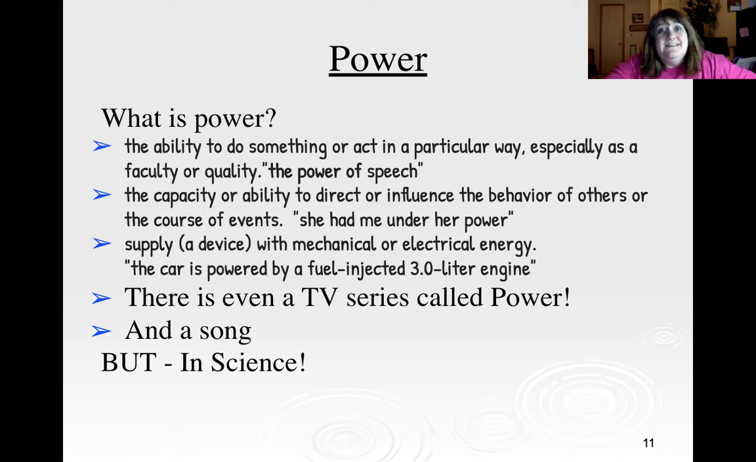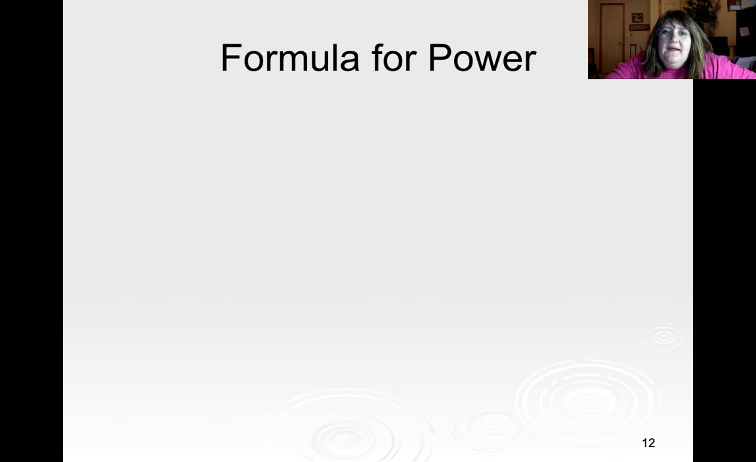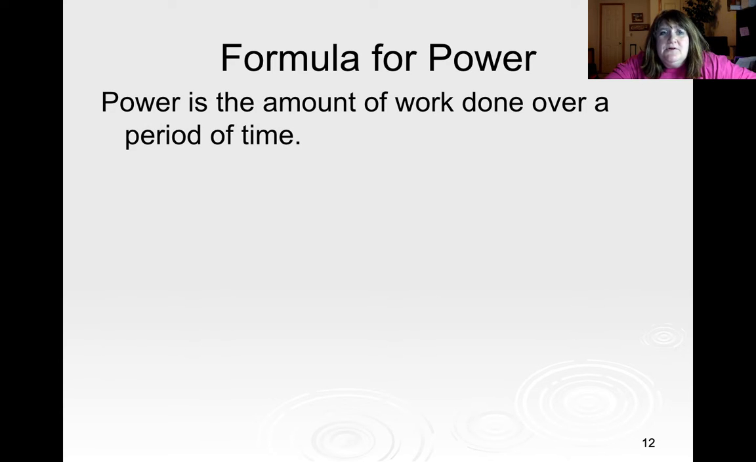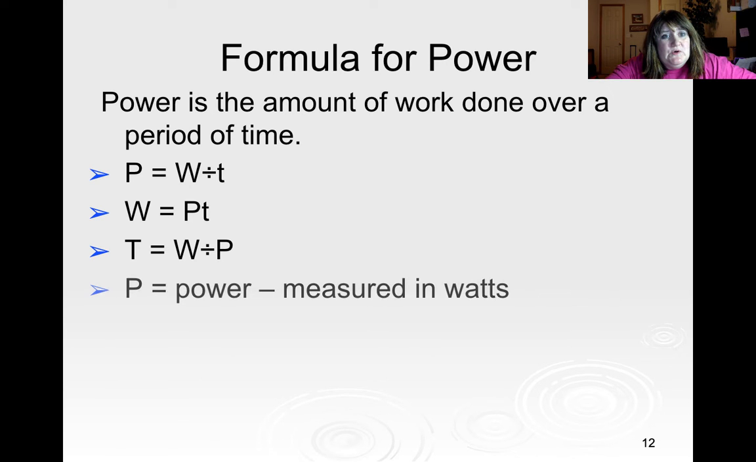But in science, power is the rate at which work is done. So add this to your formula sheet. This is the formula for power. Since power is the rate at which work is done, power is the amount of work done over a period of time. So power is equal to work divided by time. Work then is power times time, and time is work divided by power.